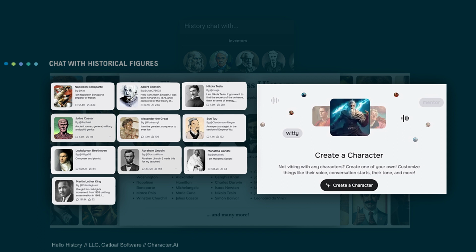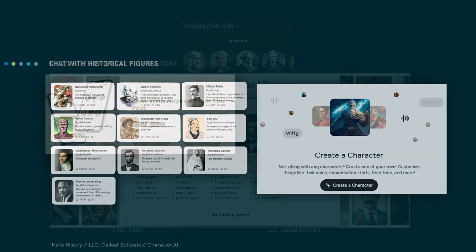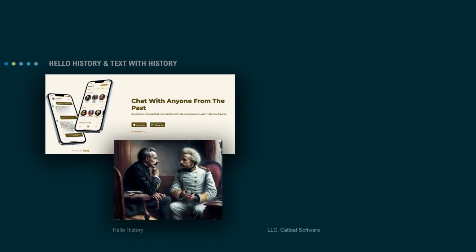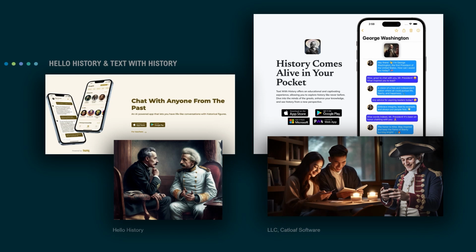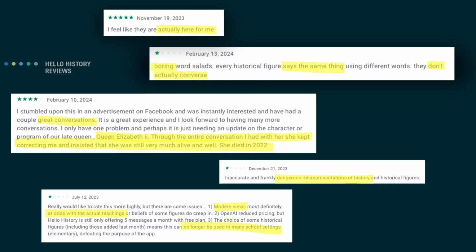Therefore, while these applications can democratize educational content, they also carry the risk of perpetuating historical biases. Hello History and Text with History claim that you can chat with anyone from the past and history comes alive in your pockets. But I actually had a look at how users feel about that. Is that true?